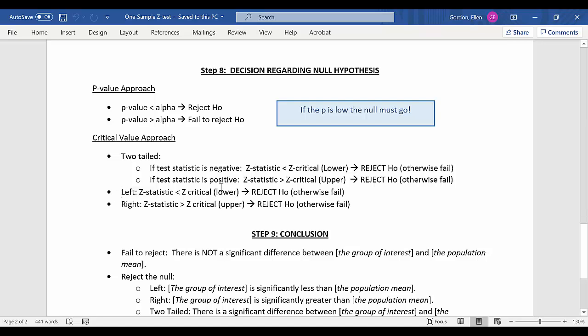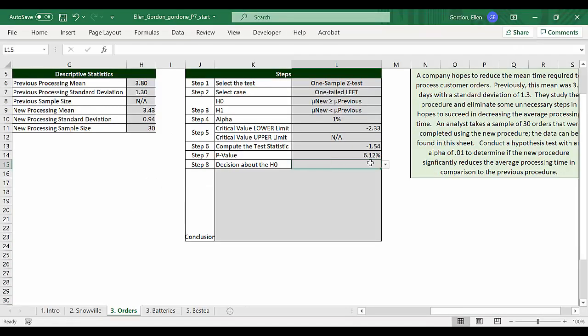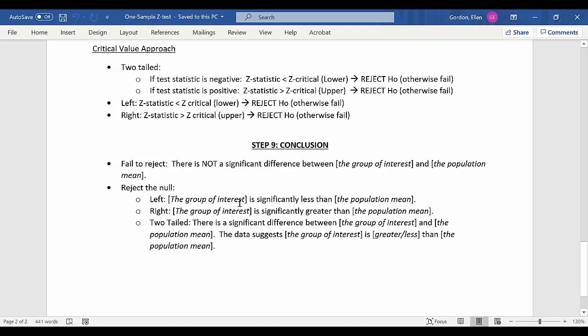Here's a written description of the critical value approach. We are conducting a one-tailed left. If our z-statistic is less than the critical value, then we would reject. And our z-statistic was greater than the critical value. It was not less than, so that means we are going to fail to reject. So our decision is to fail to reject the null hypothesis.